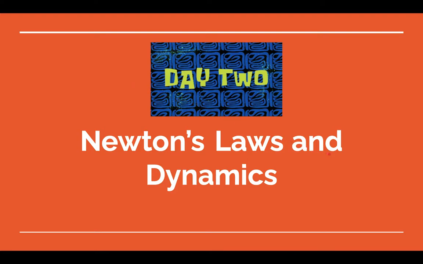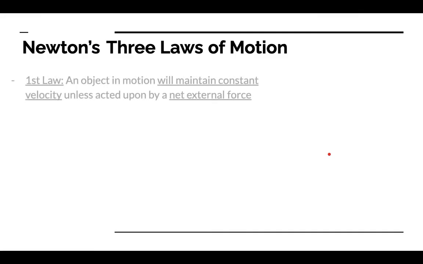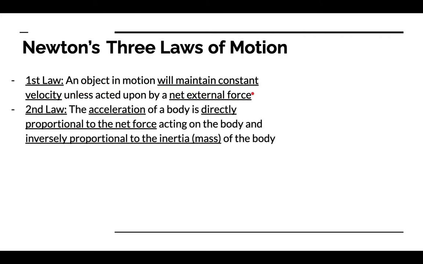Laws in dynamics. Recall Newton's first law of motion states that an object in motion will maintain a constant velocity, either zero or some other velocity, unless acted upon by a net external force. Again, the idea is that it has to be a net external force. So you can have forces acting on an object, but if those forces are in equilibrium, which we'll review in a second, our object will maintain a constant velocity.